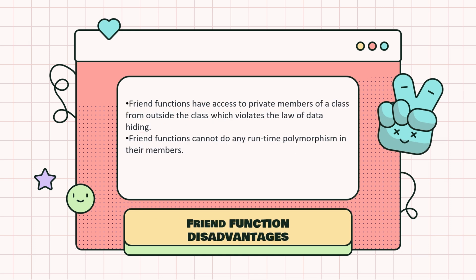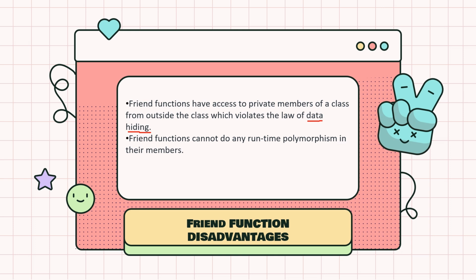Now we have the disadvantages of a friend function. First, a friend function has access to the private members of the class from outside the class, which violates the law of data hiding. Somewhere we are missing the concept, or law, which is data hiding. We allow another class to come into the private section of a class, so somewhere it goes against the law of data hiding.